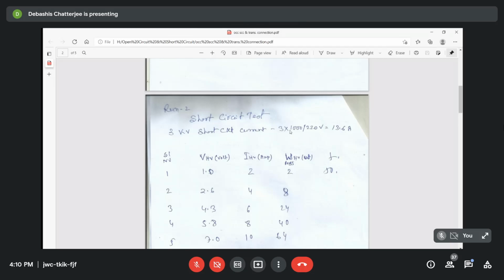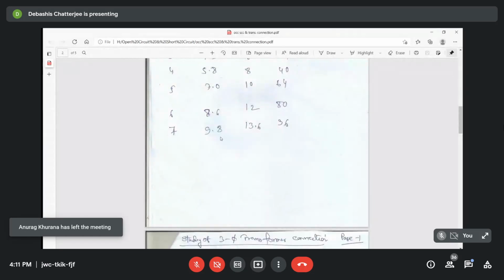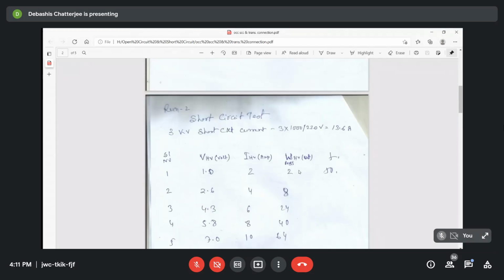So that is why he is computing the high voltage side rated current as 3 kVA means 3000 by 220, 13.6 ampere. And he has gone up to a value of 13.6 ampere, for which he required 9.8 volt. The other readings are the wattmeter reading. Frequency is 50. So these two readings you need.